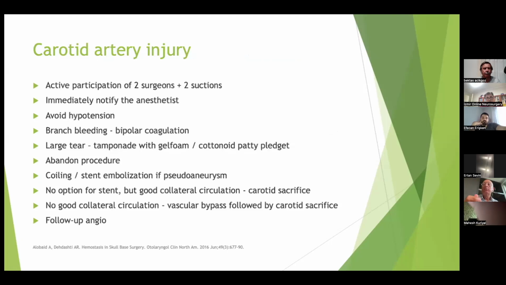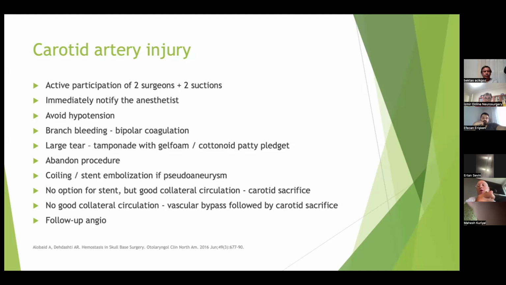Another thing is carotid artery injury, which is a dreadful complication associated with endoscopic surgeries. So it requires active participation of 2 surgeons and 2 suctions. Basically, they should be able to identify where the bleeding is from, immediately notify the anesthetist, and avoid hypotension. If it is a branch bleeding, you can use bipolar coagulation. But if it is a large tear, you can tamponade it with gel foam and a patty, or sometimes some people have even tried a muscle patch.